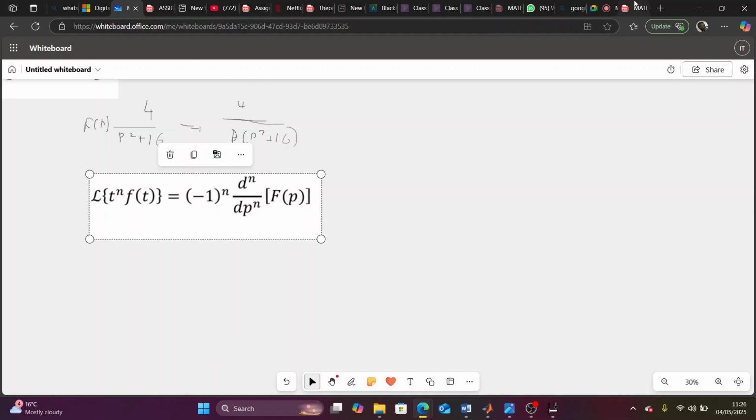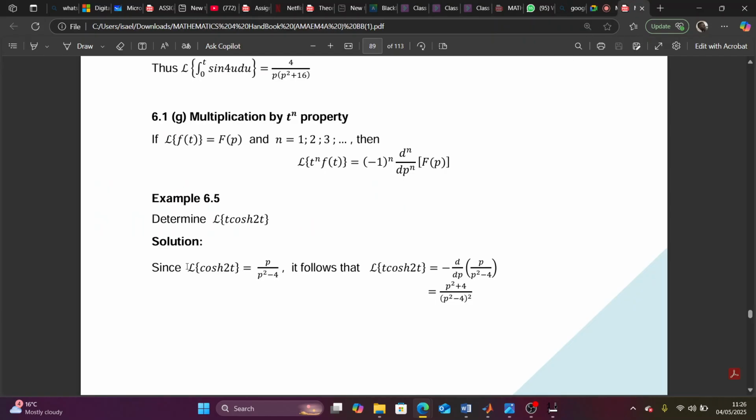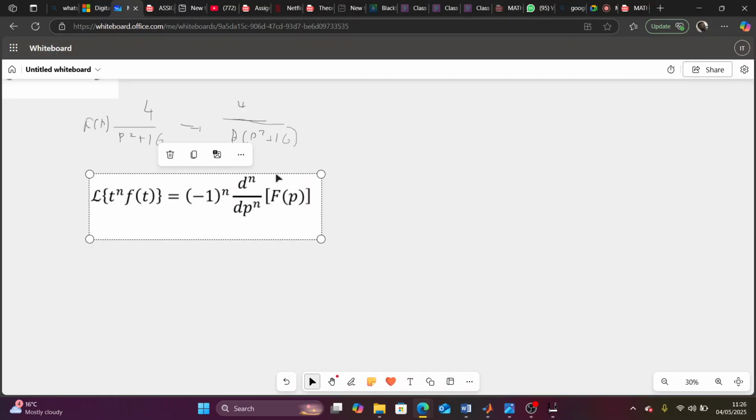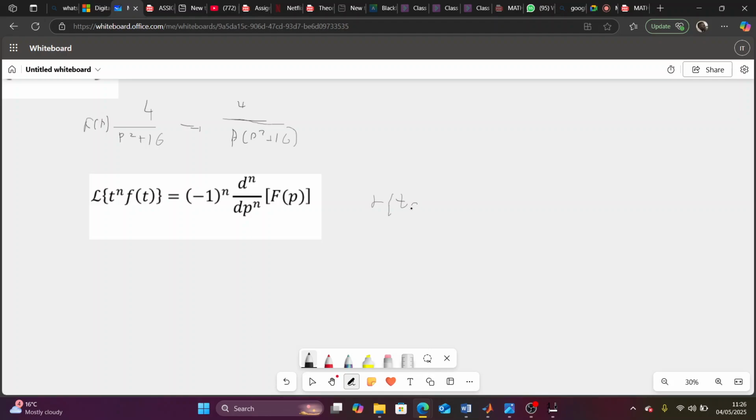Now, what is the problem here? The problem is solve for the Laplace of t cos 2t. You have to solve for the Laplace of t cos 2t. I'm going to try to write bigger.